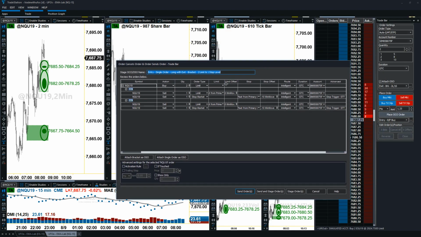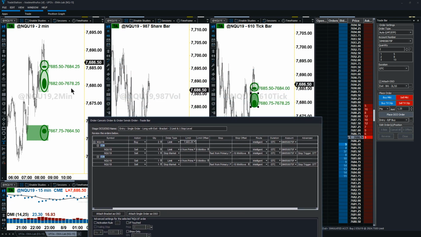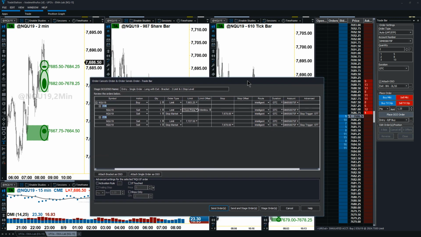And the entry we said was going to be 7683.25. The stopping points, in both cases, are going to be 7678.25 and 7678.00, which is 1 tick below, since .25 is 1 tick. So 7678. Okay, those are going to be your stopping points. And then for the final target, we said it was going to be 7727.5. And therefore, the only thing left for me to calculate is the distance from entry to stop.